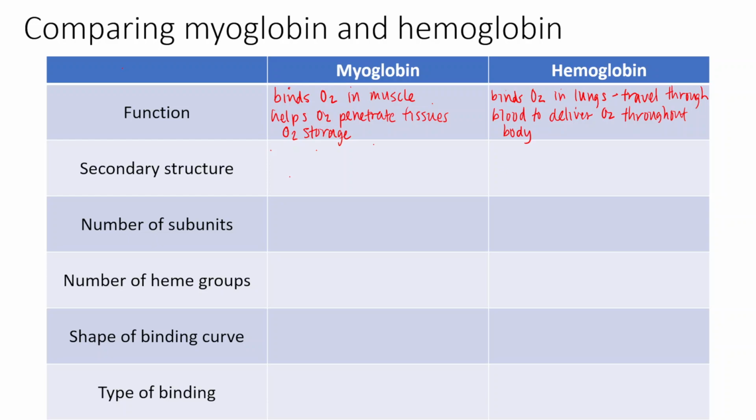So who wants to then start us off with structure? What is the secondary structure that we see in myoglobin and hemoglobin? Yeah. Alpha helix. So they both have alpha helix character. So they have very similar secondary structures. They are both primarily made of alpha helix. So there must be other differences in structure that help give them these different functions, right? So let's talk about some of these other parts of structure that we see differences in.